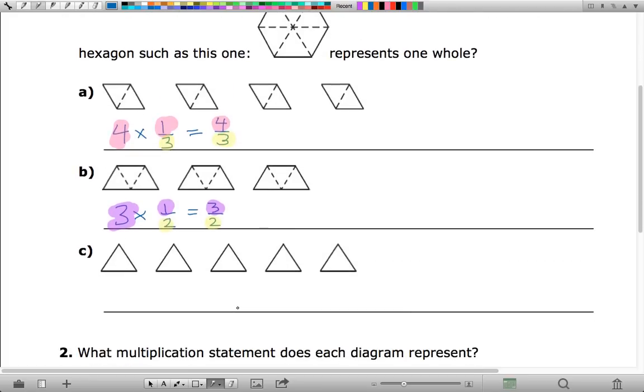So one more example like this. Here we have 5 times 1/6, and this will give you 5/6. Notice how the denominator remains the same, but when you take this whole number and multiply it by that numerator, you get the numerator of your answer, or your product.